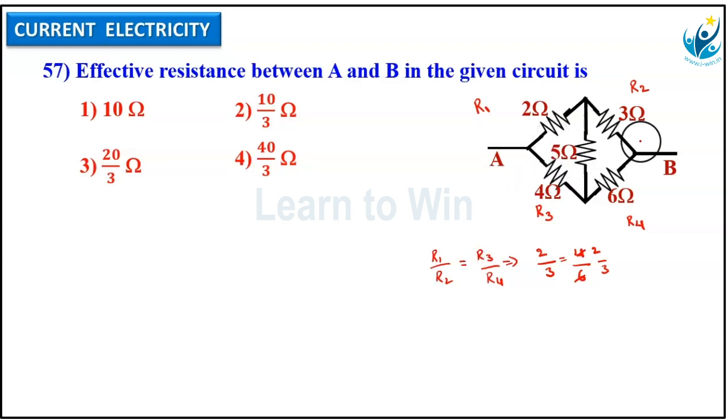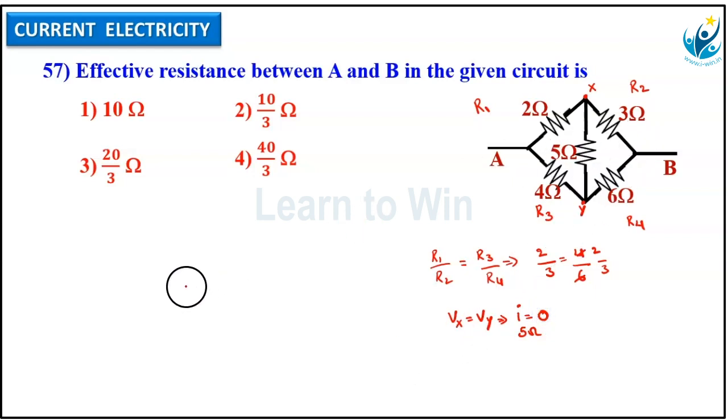Means Wheatstone's bridge under balancing condition, there is no current between these 2 points. Between these 2 points, let us say X, Y, no current is passing. Why? Because Vx equal to Vy. Means the current through 5 ohms is 0. Current in 5 ohms equal to 0.